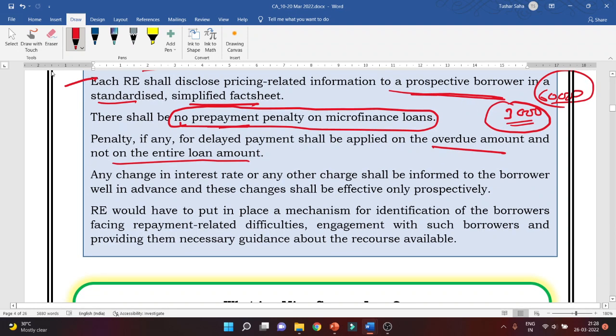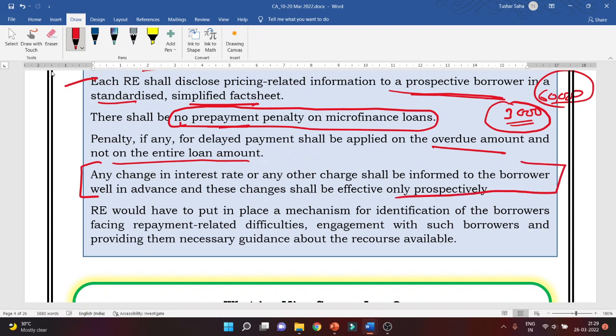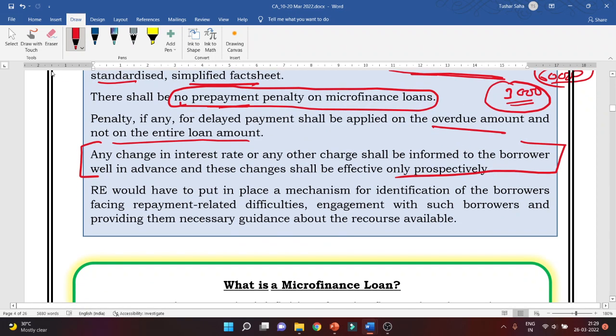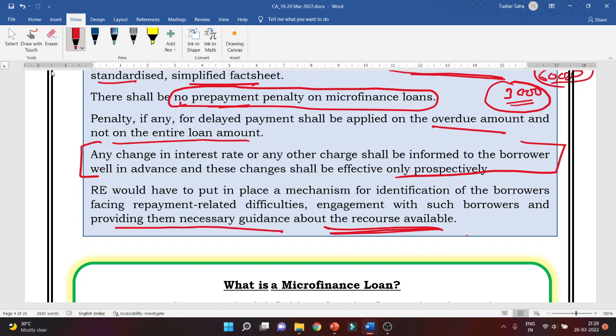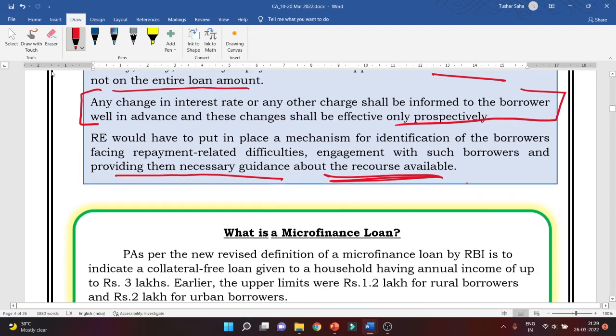Okay. Then any change in interest rate or other shall be informed to the borrower well in advance, and these changes shall be effective only prospectively. Right? REs would have to put in place a mechanism for identification of borrowers facing repayment related difficulties, engagement with such borrowers and providing them necessary guidance about the recourse available. So everything REs will do, means regulated entity.